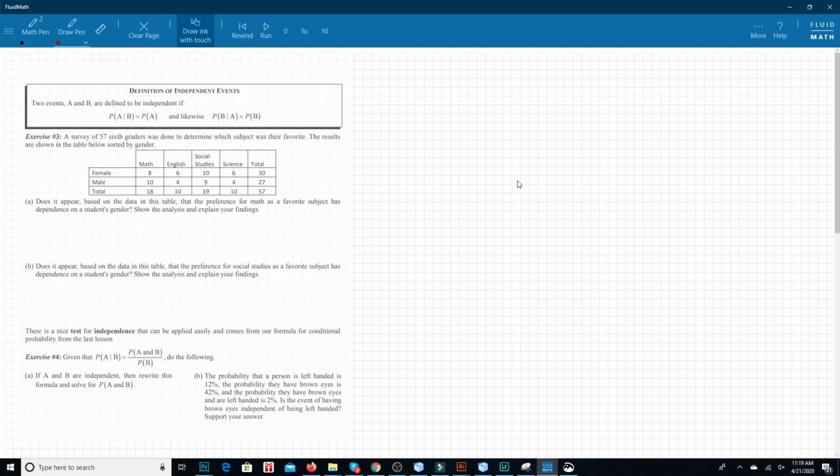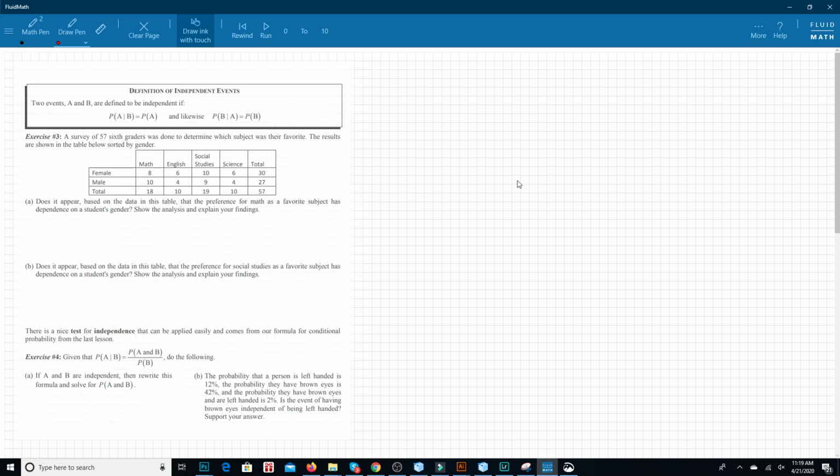All right, so let's look at it. Two events, A and B, are defined to be independent if the probability of getting A after B is equal to the probability of getting A. And likewise, the probability of getting B after A is the probability of B.